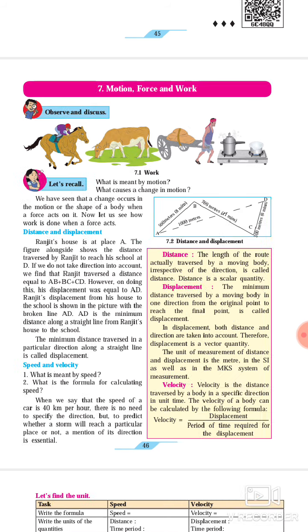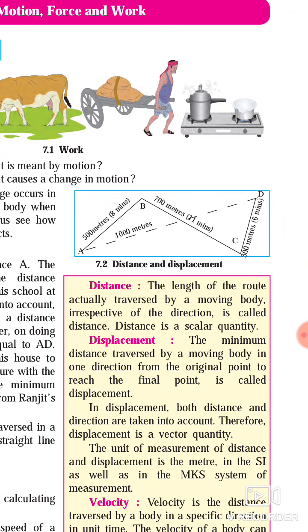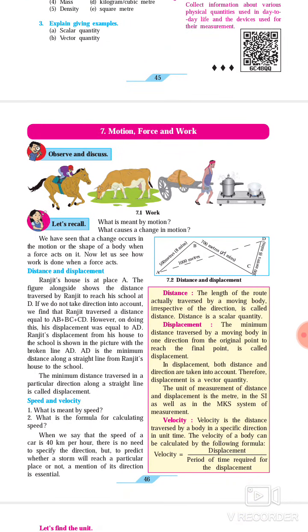Now, as you can see in the figure, look at the picture. Ranjit's house is at point A and the school is at point D. First he goes from A to B, then B to C, then C to D, directly to school. But what if he directly travels from point A to D? A to D is the shortest distance from home to school, but he didn't take that route. He goes from A to B, B to C and C to D. So A to D is the minimum distance. The minimum distance between 2 points is called its displacement. The minimum distance traveled in a particular direction along a straight line is called the displacement.